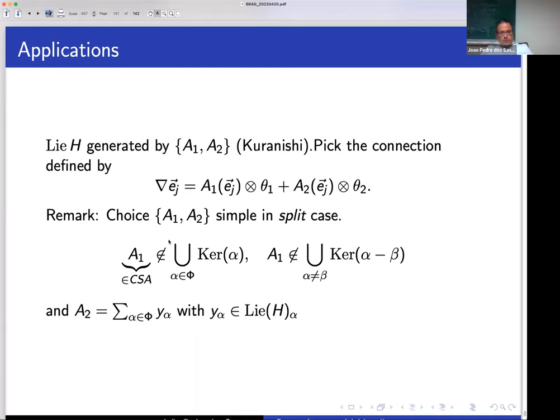So give yourself any split linear algebraic group, and you can find these elements with the computer. It's just a computation.